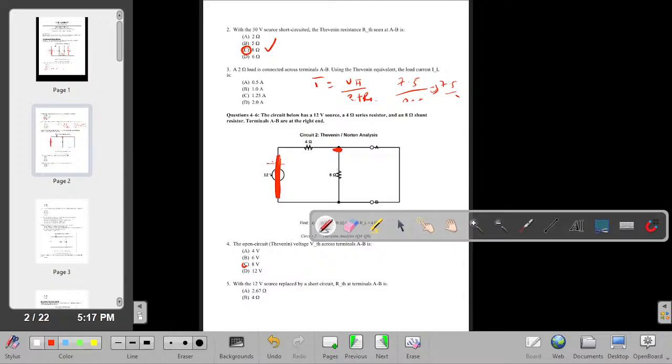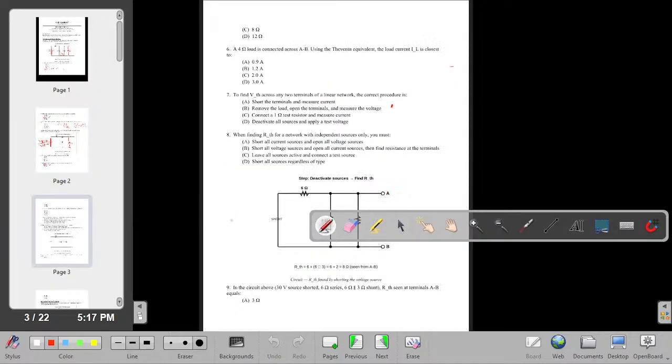Please take note. Therefore, my total resistance becomes 4 times 8 over 4 plus 8. That is 32 over 12, and that gives us 2.67 ohms. Correct. Please take note, we are finding our RTH here, and the RTH is simply the resistance here, right? So now we have our VTH as 8 volts and our RTH as 2.67 ohms. So let's move to the next question.